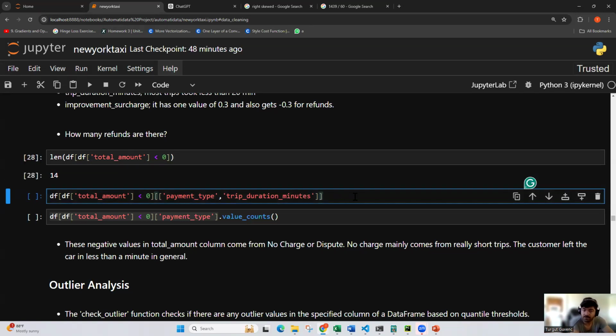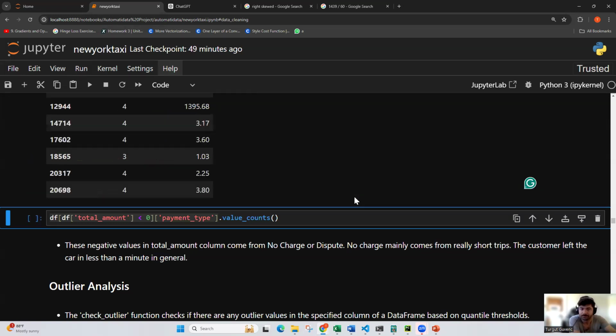Okay, then what we can do here is get, from these values, the payment type and the duration minutes. Why I am doing this is, first of all, how people paid for this trip, and also whether there was actually a trip here. For example, if the trip duration is less than 1 or 2 minutes, that means the rider or driver entered and started it, and then said, okay, this actually didn't happen. That's why I'm looking at the trip duration minutes to understand what the problem is.